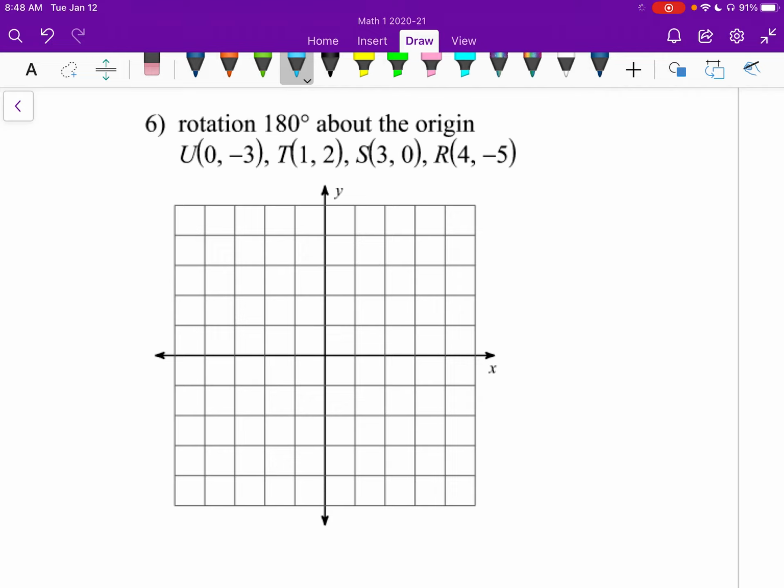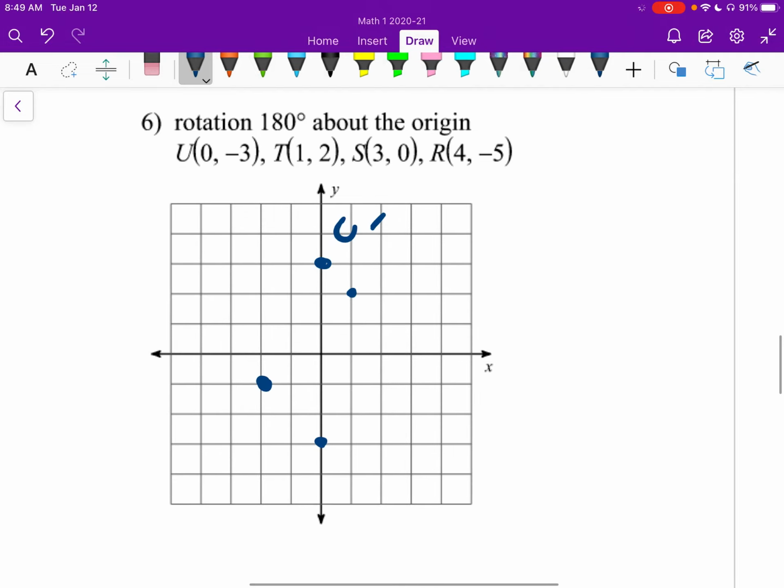This one I'm going to do a little bit different. I'm going to do it like what I did some of the previous ones in the previous lessons. I'm going to plot the original, and then I'm going to plot the new one. So U would be at 0, negative 3 down here. 180-degree turn would be up here. T would be at 1, 2. That would be right there. 180-degree turn would be down here. S would be right here. 180 degrees would put it over here.